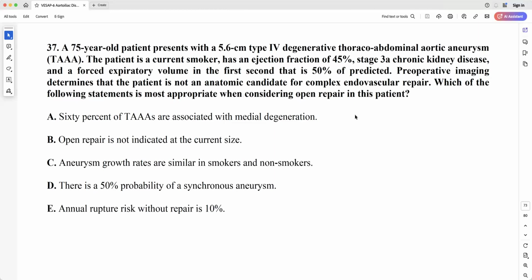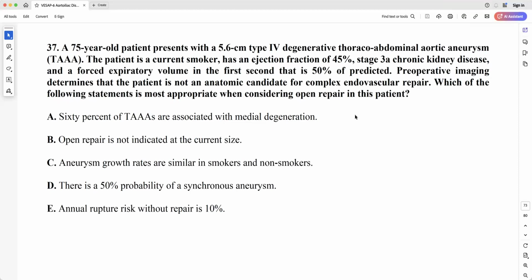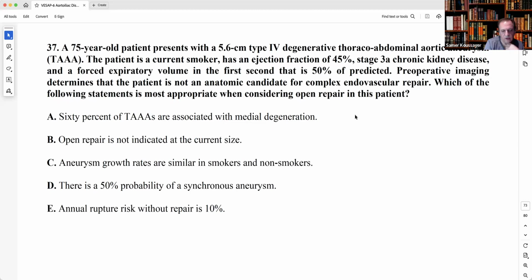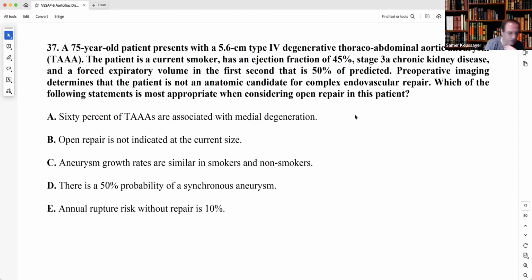Well, let's go back. Let me ask you a different question. What size of thoracoabdominal aortic aneurysm do we start to repair? For type 4, 5.6 is indicated. All of them, thoracoabdominal. Yeah, for thoracic aneurysm, it is 6 centimeters, and for thoracoabdominal, 5.5 is indicated for repair. So thoracoabdominal, especially type 4.